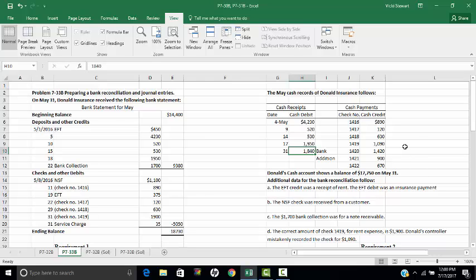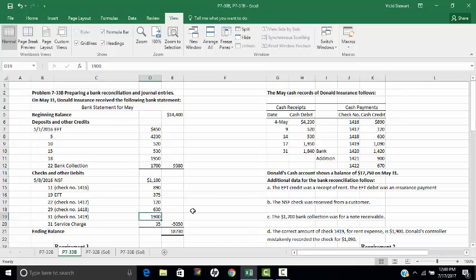The next thing we want to do is to see if all of our checks that we wrote cleared the bank at the correct amount. So we go through and we look at those. We see check 1416 made it, check number 1417, 1418, and we do see where 1419 cleared, but it cleared at a different amount.